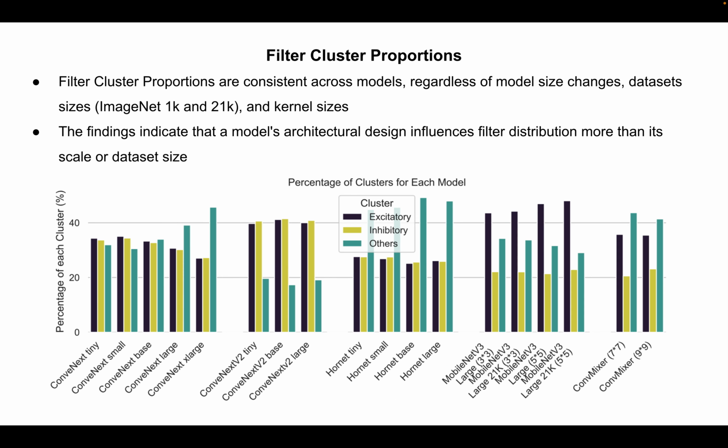Here you can see the bar plot of the filter cluster proportions from different variants of various model families. It is notable that in each model family, we observe almost consistent proportions of filter clusters across variants of different sizes, kernel sizes, and even dataset sizes.